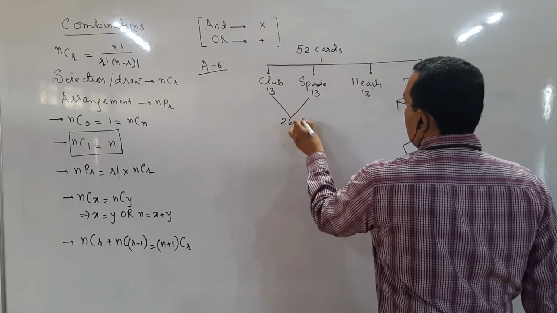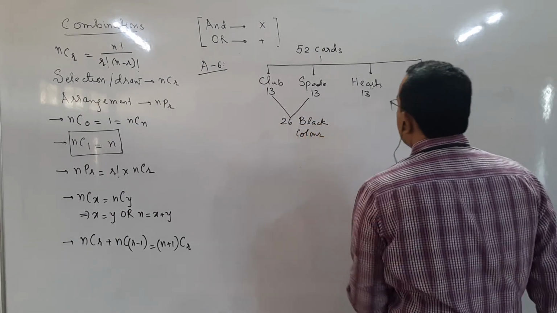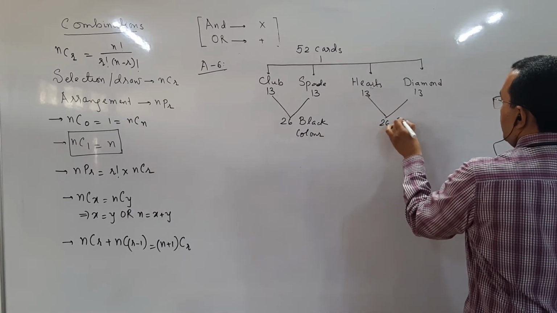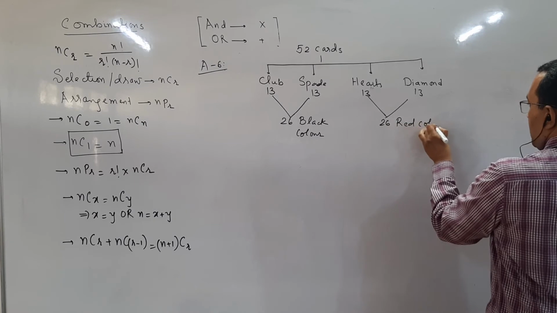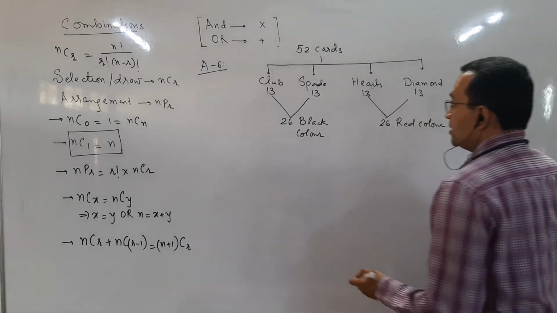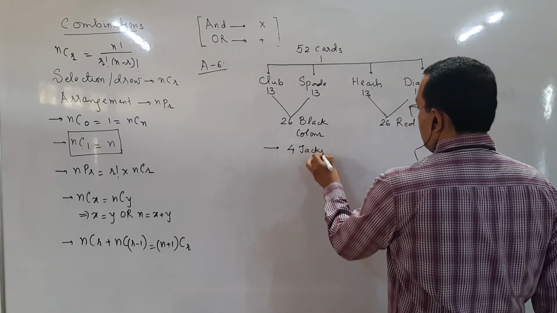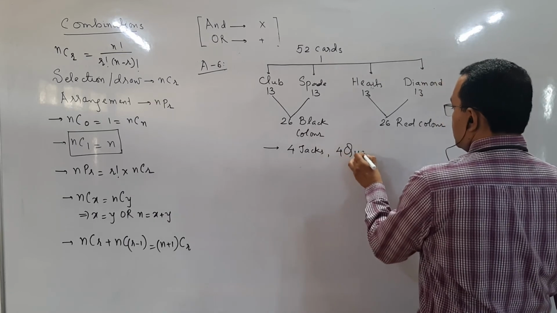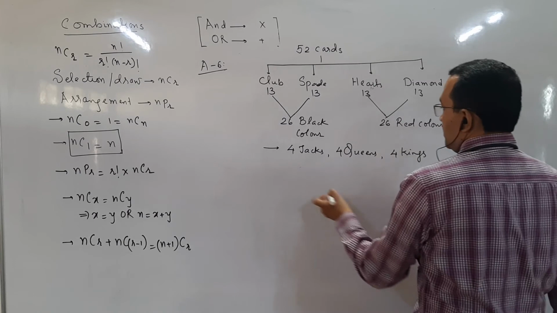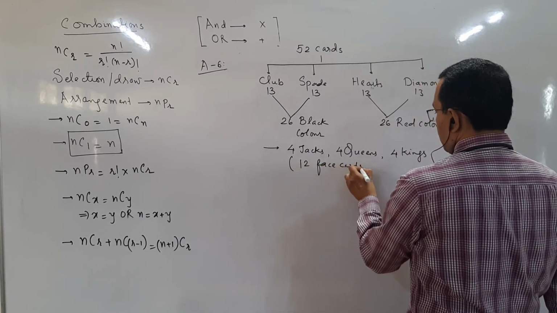26 cards are black color cards, and the other 26 cards are red color cards. This you should remember. Now in 52 cards we have 4 jacks, 4 queens and 4 kings. And these 12 cards are face cards.